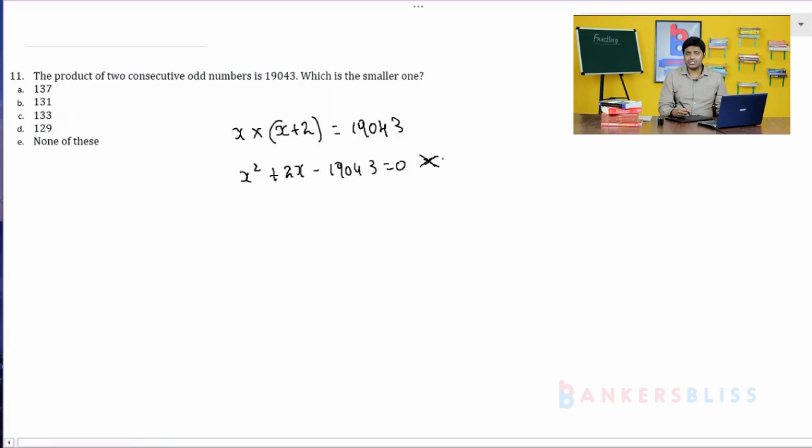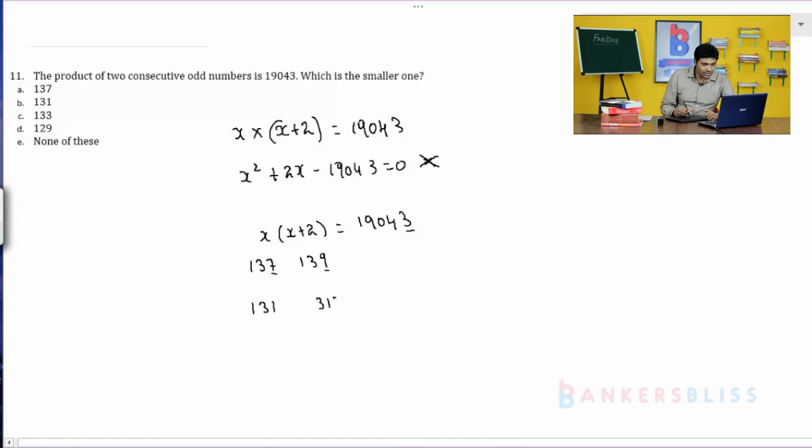It is very simple. With the help of the unit digit, we can calculate. See here, x into x plus 2 is equal to 19043. So, consider x as 137 and the next will be 139. What unit digit should you get? You should get 3. So, 9 into 7, 63, the unit digit is 3. Yes, this may be an answer. Next, 131 into 133. Here the unit digit is 1 and 3, so 1 into 3 you get 3. Yes, this may be the answer.